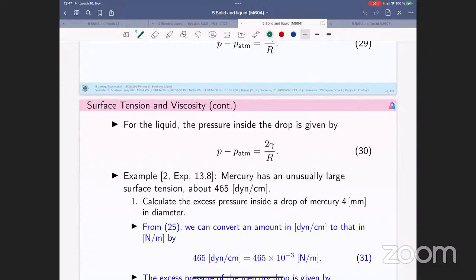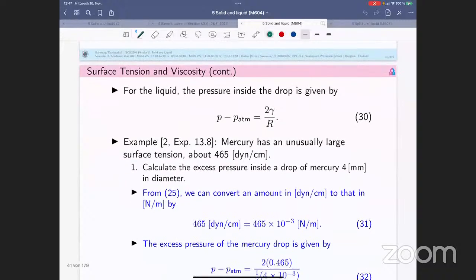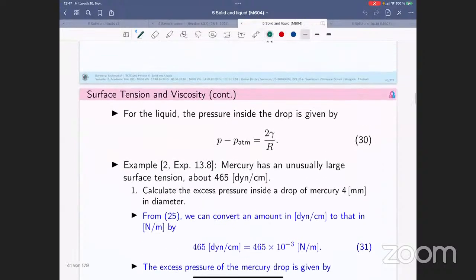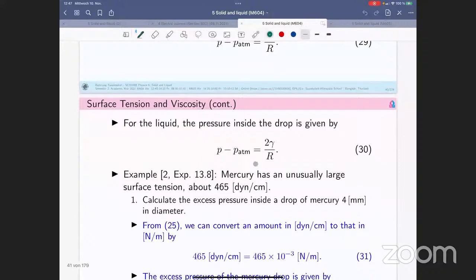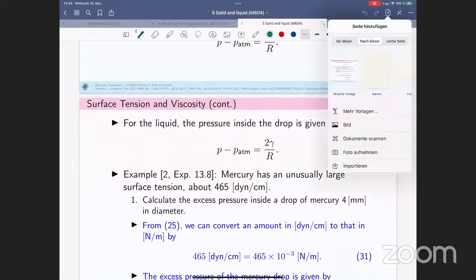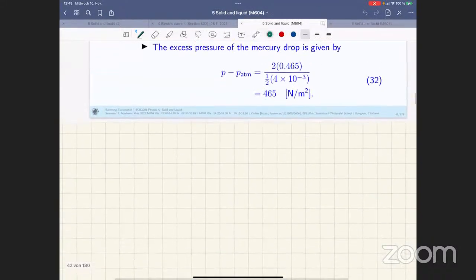Yeah, we will continue our problem. Calculate the excess pressure inside the drop of mercury. Okay, it's a drop of liquid, right, which is a kind of fluid. So the excess pressure, it means it's delta P, right? Delta P means the excess pressure.